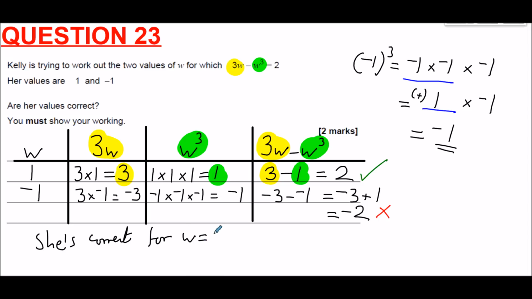Sorry, she's correct for w equals 1, I mean to say, but incorrect for when w equals minus 1.